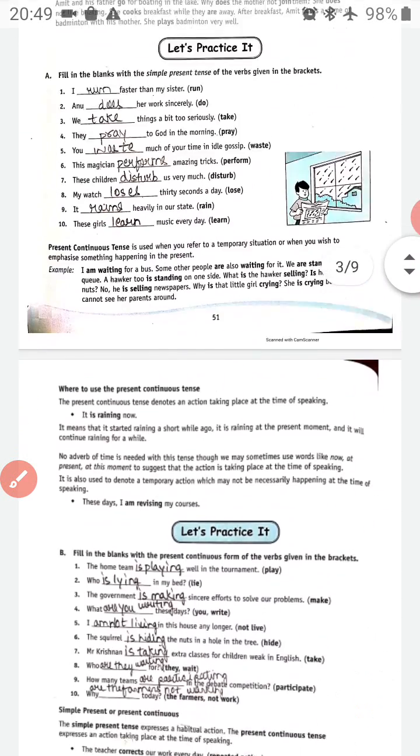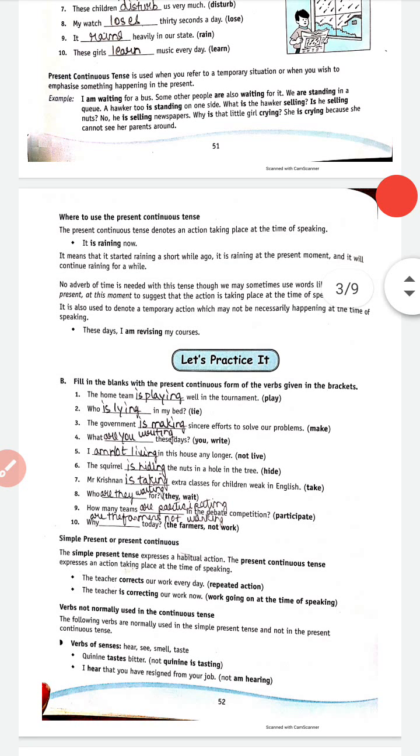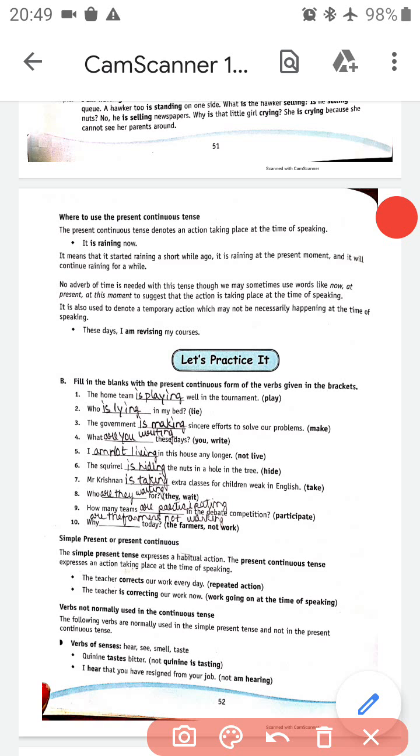Now we will next study about present continuous tense. So what is present continuous tense? A thing which is happening in the present time continuously is called present continuous tense.